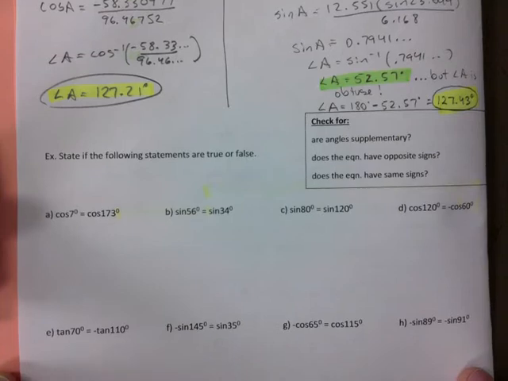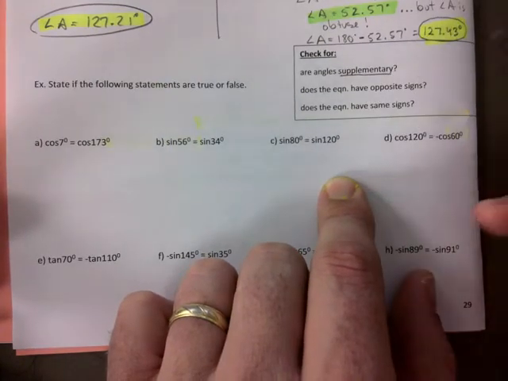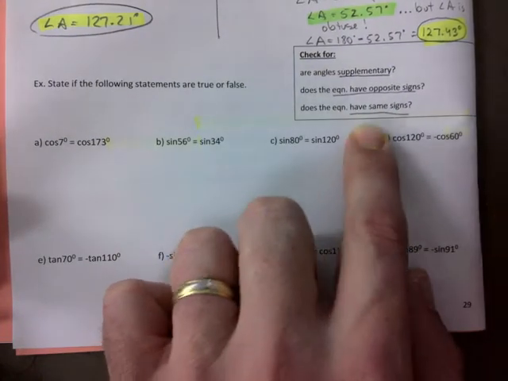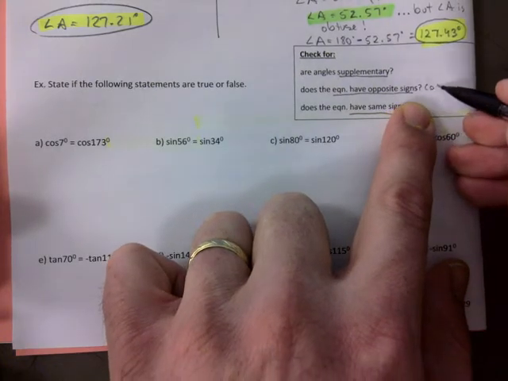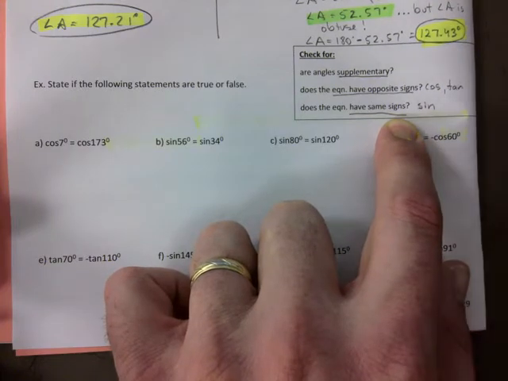Let's do another, I will just do a couple. I won't do all of these, okay? State which of the following statements are true. So the boxed in thing is maybe on your study sheet, right? Check for, are angles supplementary? Do they add up to 180, right? Does the equation have opposite signs or do they have the same sign, right? Opposite sign, it would have to be cosine or tan. Same sign, you're talking sine. Okay. For cosine and tan, the signs need to be opposite on the equation. For sine, they have to be exactly the same.